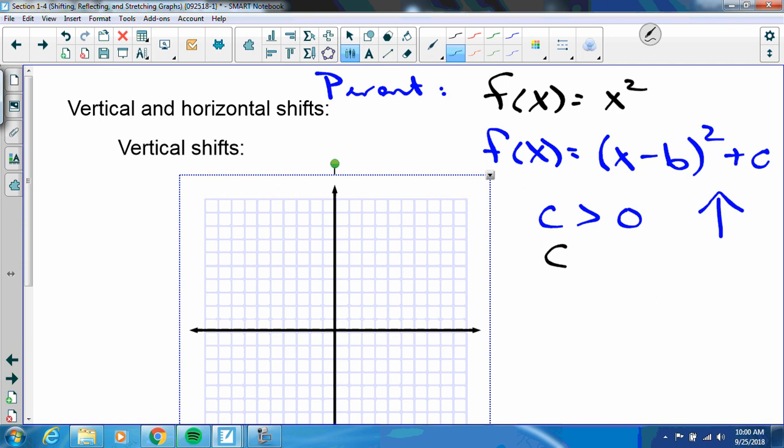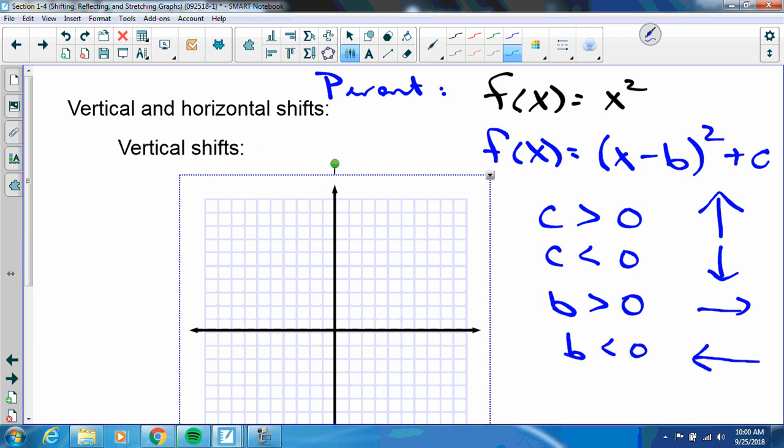C is less than 0, graph goes down. If b is greater than 0, then I am subtracting a positive number. It goes to the right. If b is less than 0, I am subtracting a negative number, which means I'm adding a positive number, which means it goes left. Okay?